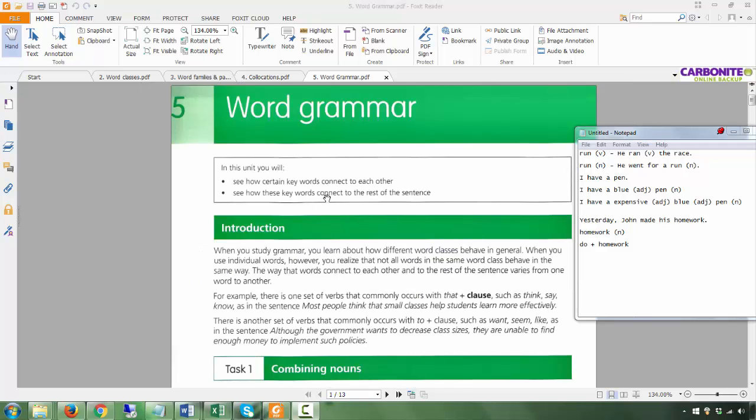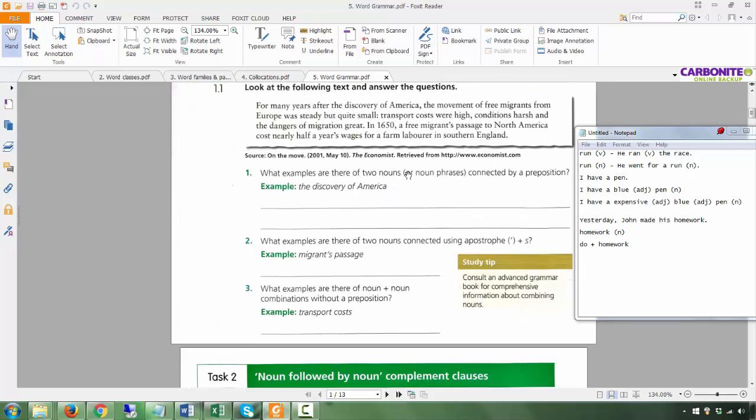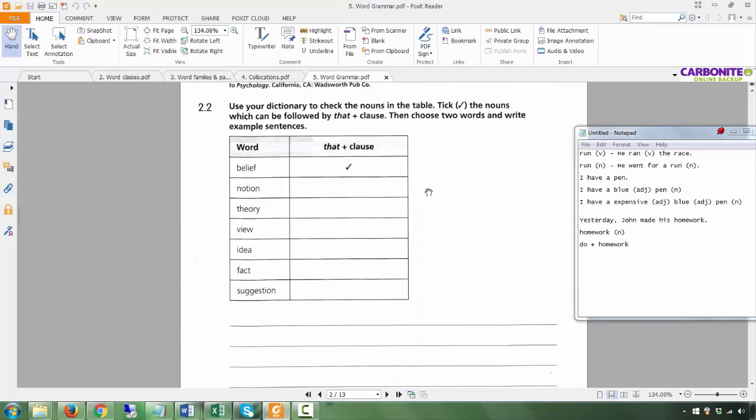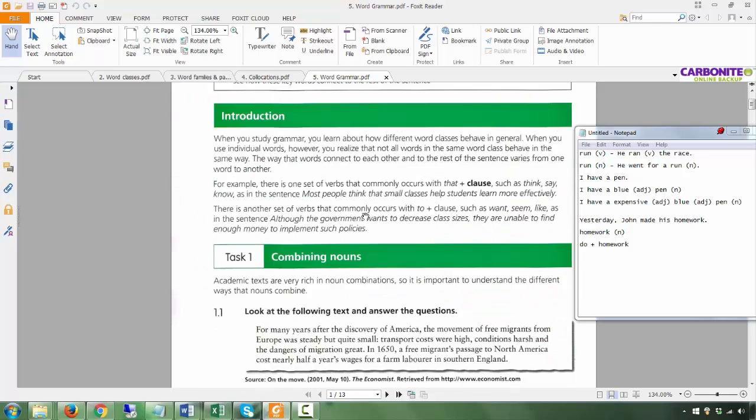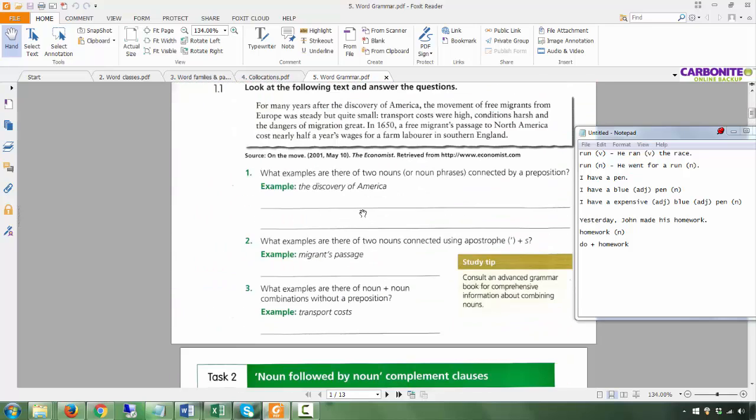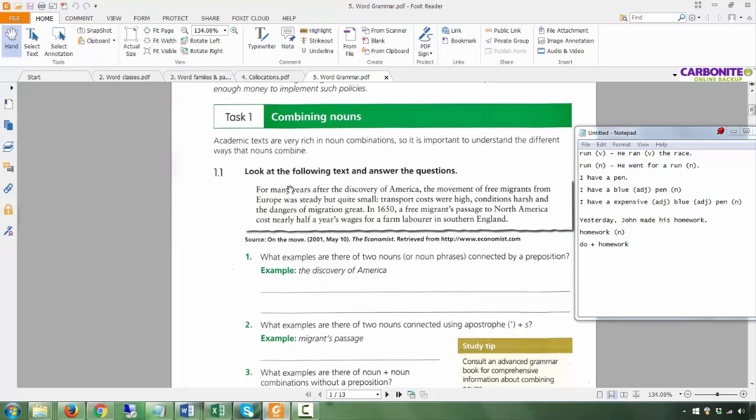Right, this is the last unit I'm going to do. This is on word patterns or word grammar. The heading of this chapter is called word grammar, but same thing as the word patterns. I call it word patterns, okay? And they actually use the term word patterns here, okay? Firstly, this is a noun pattern, all right?